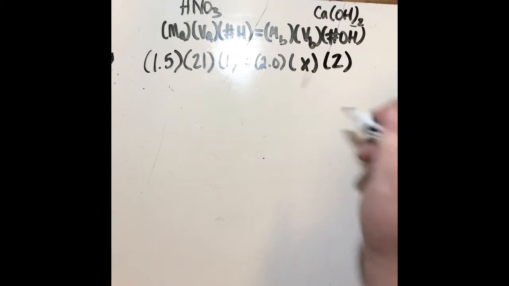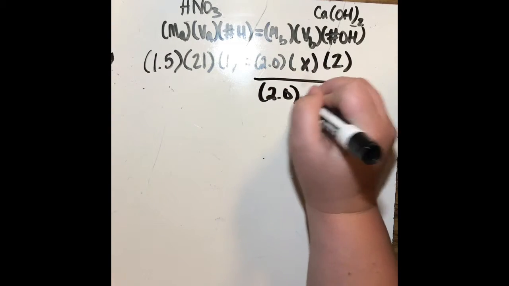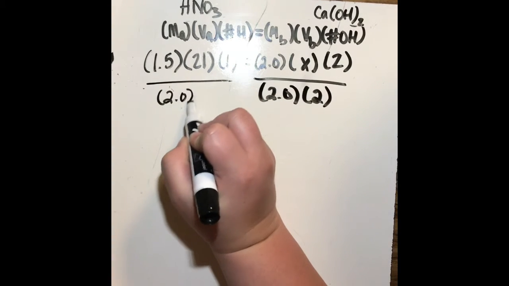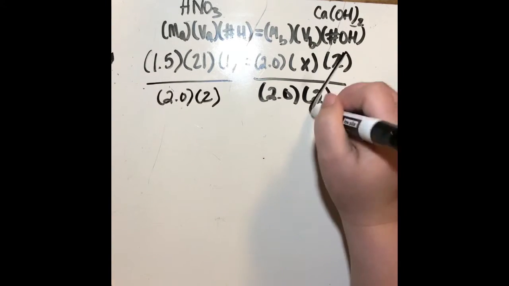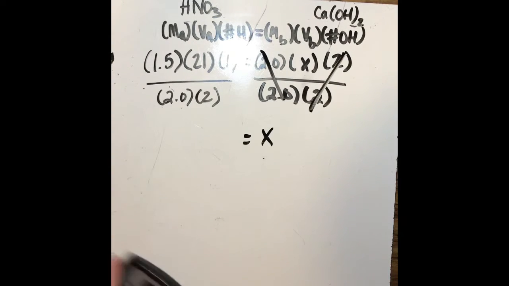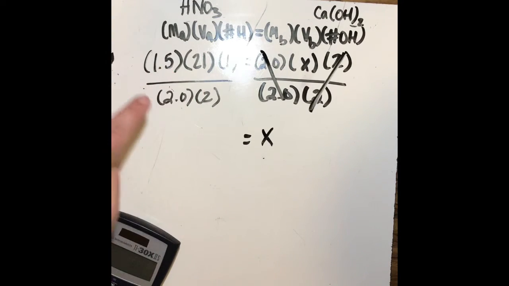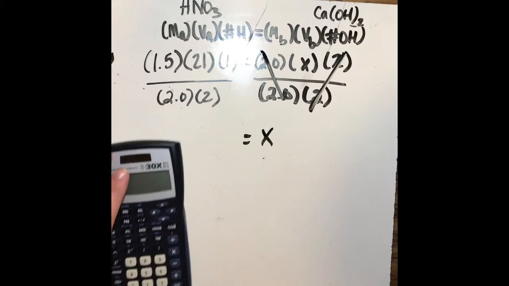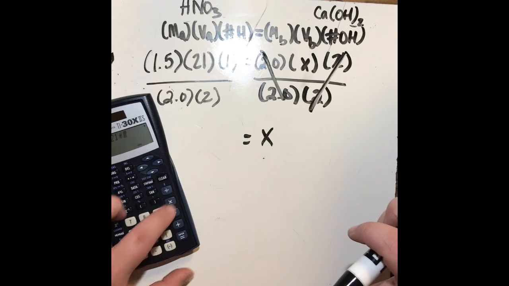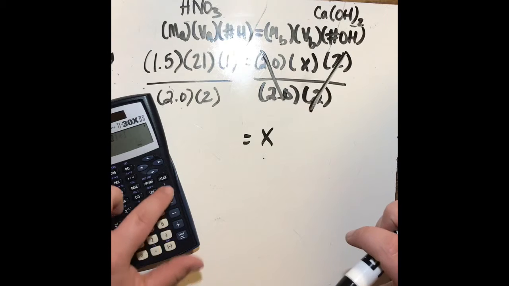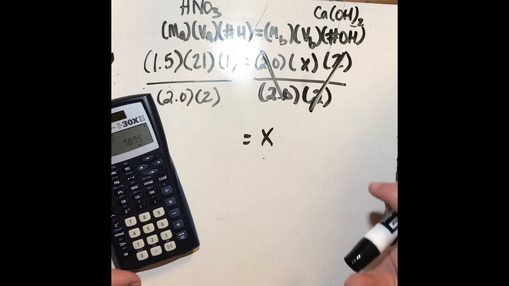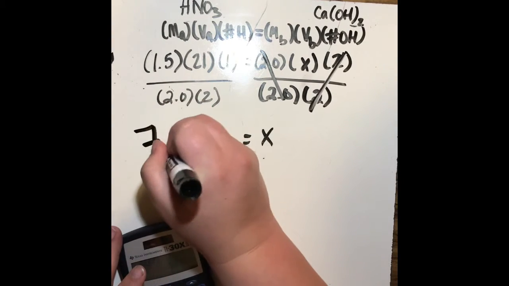We need to get X on its own, so we're going to divide by 2.0 and divide by 2. What we do to one side, we have to do to the other. Now those cancel out, and we're left with X all on its own. And we have 1.5 times 21 times 1 divided by 2.0 divided by 2. If you want to put it in your calculator all at once, 1.5 times 21 times 1, press enter. Divide by 2.0, press enter. Divide by 2, press enter. You get 7.875.